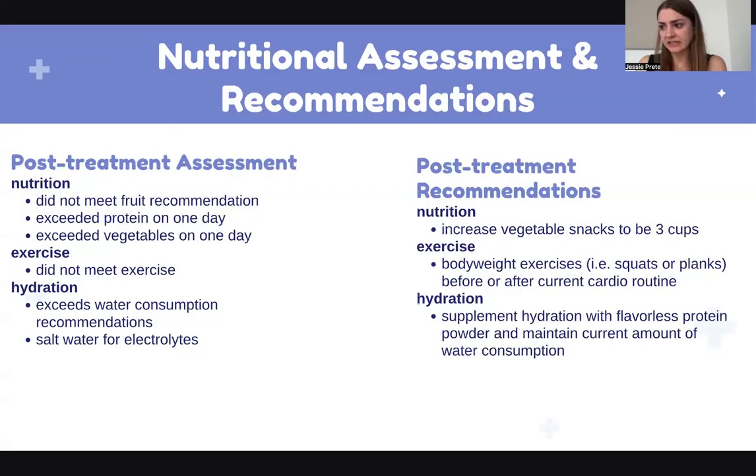I encouraged the client to increase their vegetable snacks to 3 cups, such as 1 cup of carrots and 2 cups of cucumbers, as they were already eating these vegetables. The updated exercise goal was to do brief body weight exercises between cardio workouts, and the new hydration goal was to supplement the salt water that the client drinks for their current electrolytes with flavorless protein powder to add protein with minimal effort.